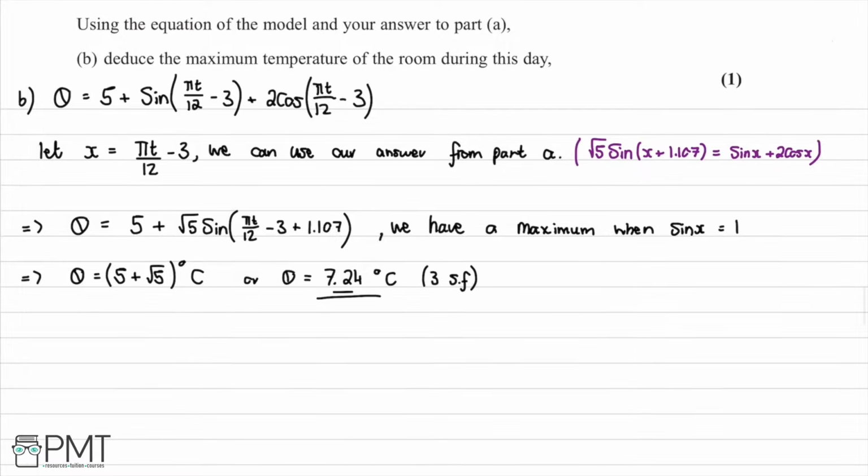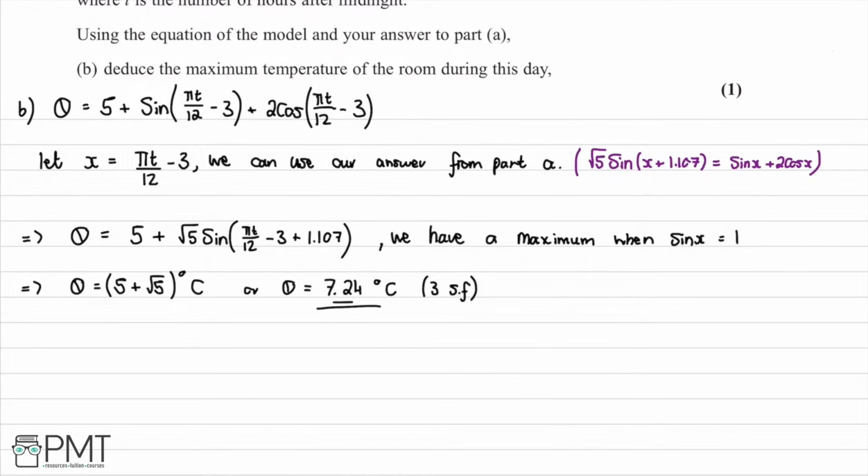So therefore, looking back at the question, we were asked to deduce the maximum temperature of the room during the day, and we used our knowledge of trigonometry here and substituted in 1 and used our answer from part A to conclude that theta is equal to 7.24 degrees Celsius. This part of the question was worth 1 mark, and we get 1 mark for having the correct maximum temperature.